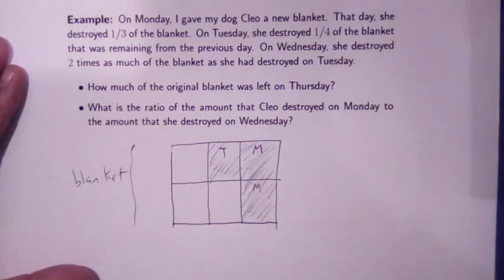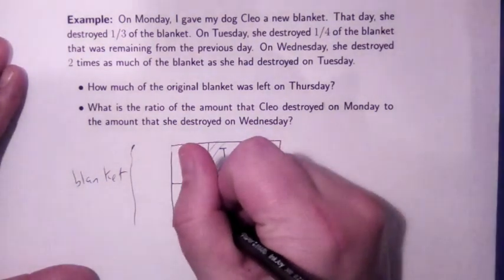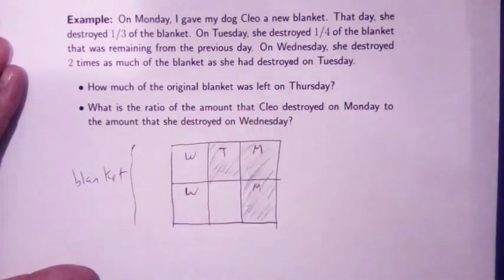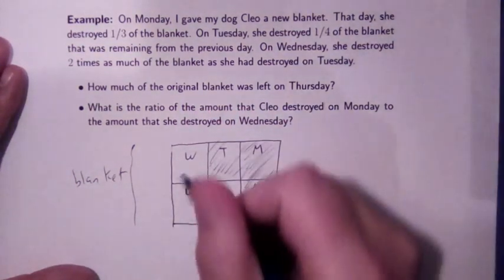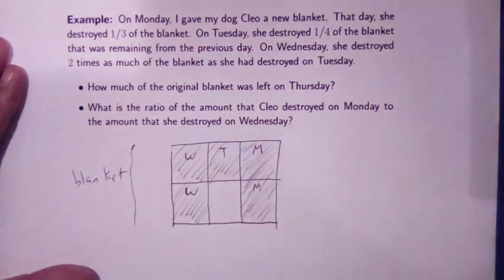On Wednesday, she destroyed 2 times as much as what she had destroyed on Monday. On Tuesday, she destroyed 1 little square, so on Wednesday, she must destroy 2 squares also. So now we can answer the question of what's left over for Thursday.